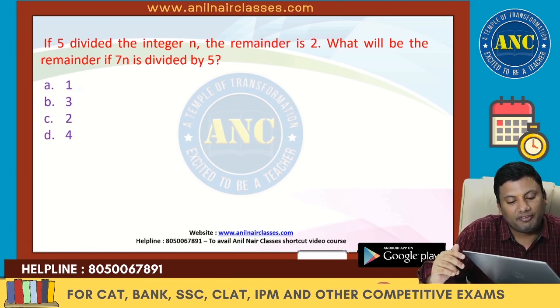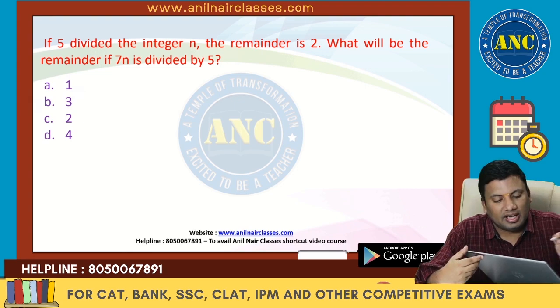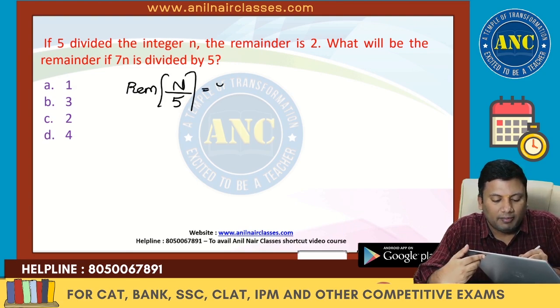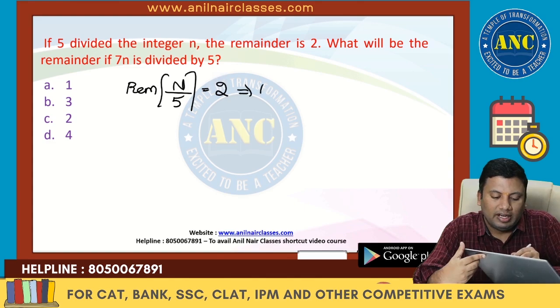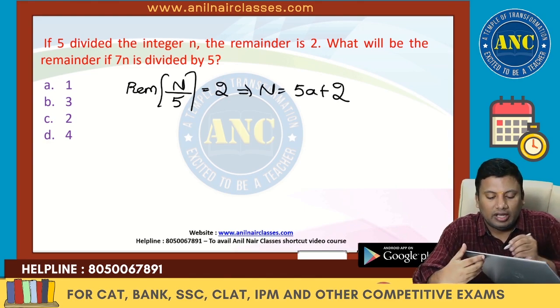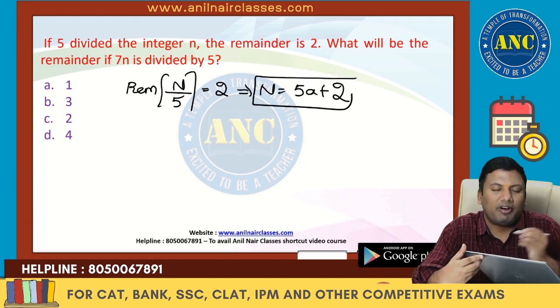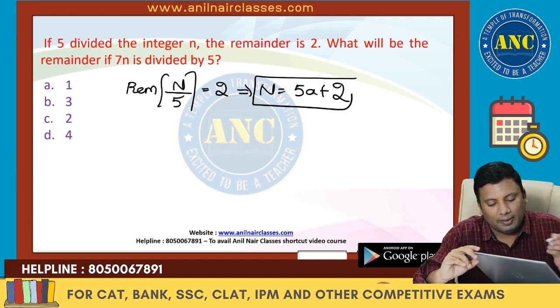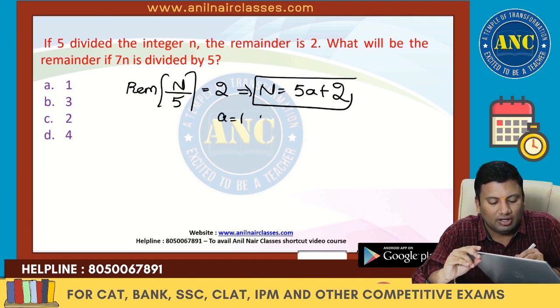Next one. If 5 divides the integer n and the remainder is 2, then dividend equals divisor times quotient plus remainder, 5a plus 2. Any value of n is of the form 5a plus 2. Substitute a as 1, and the minimum value of n will be 7.